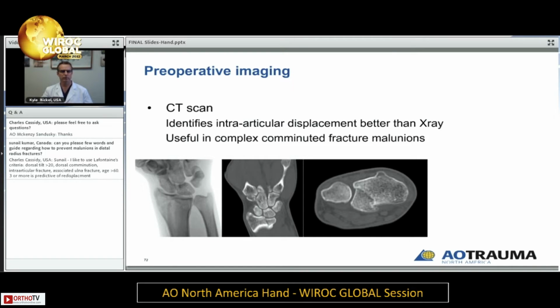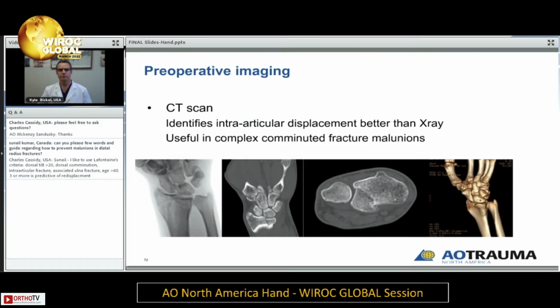This does not go from volar to dorsal all the way across the radius. It goes into the sigmoid notch, and you can see flattening of the normal curve of that notch. And this is going to affect not only radiocarpal motion, but also distal radio-ulnar joint motion because of that loss of translational rotation of the ulna. That's really well shown here in the 3D reconstruction as well, where you can see that component coming across into the DRUJ, and you can see the palmar displacement of the lunate due to the loss of the facet height. So again, CT scanning is really critical in identifying these fractures.